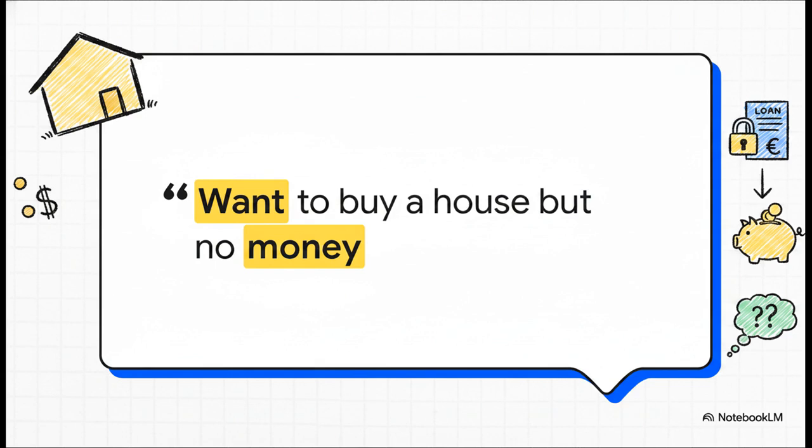Imagine the teacher just writes this on the board. Want to buy a house, but no money. Boom. Instantly, there's this natural curiosity in the room. We students immediately start thinking, wait, who? The teacher, some character in a story?